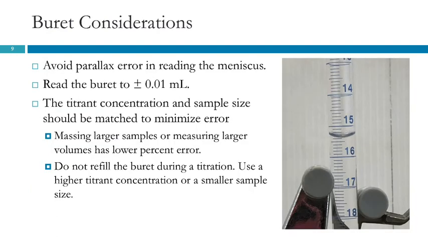When you're reading a burette, there are some errors that can be made. One of them is parallax. Have you guys heard of parallax? I remember being lectured about parallax in undergrad. So parallax is that effect where how you look at it, whether you're looking down or looking up or looking straight across, affects how you see the meniscus.